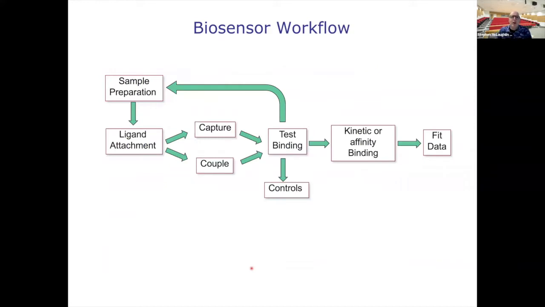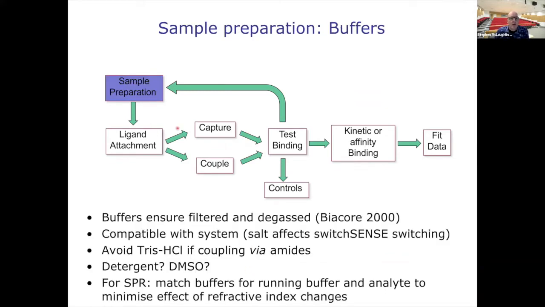Okay, so let's think about doing some biosensor work. This is the workflow of things you've got to think about. First off, good samples, make good buffers, make sure your buffer is filtered. Is it compatible? If you're going to cross-link via amines, as we'll see later, make sure you avoid Tris. Do you have to include detergent or DMSO? And for SPR, it's really important that you match the running buffer with the buffer that the analyte is in to minimize the bulk refractive index change.